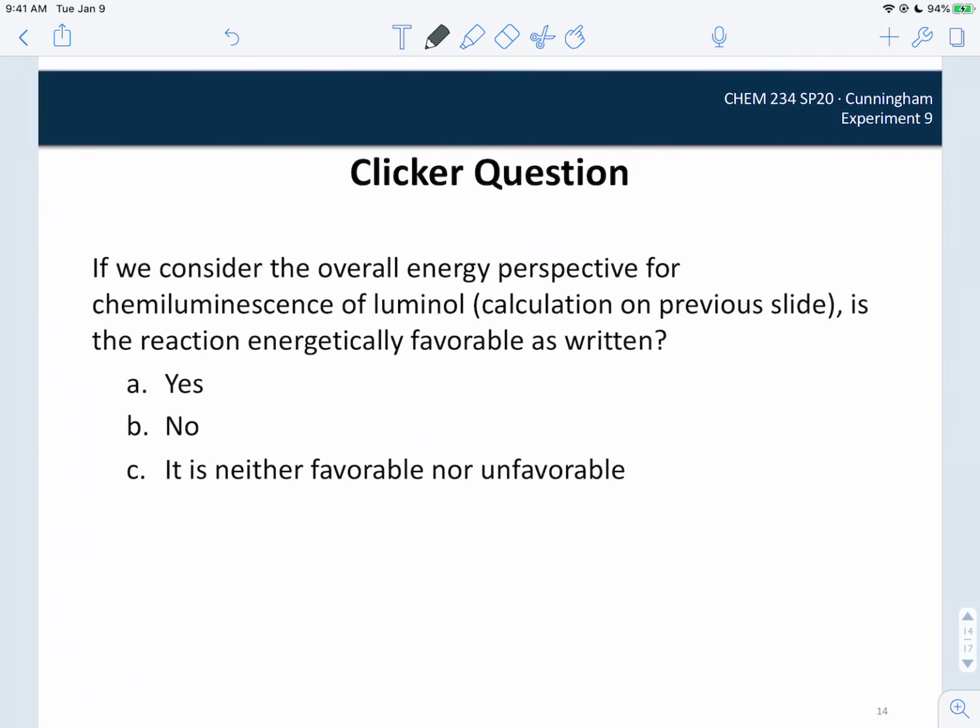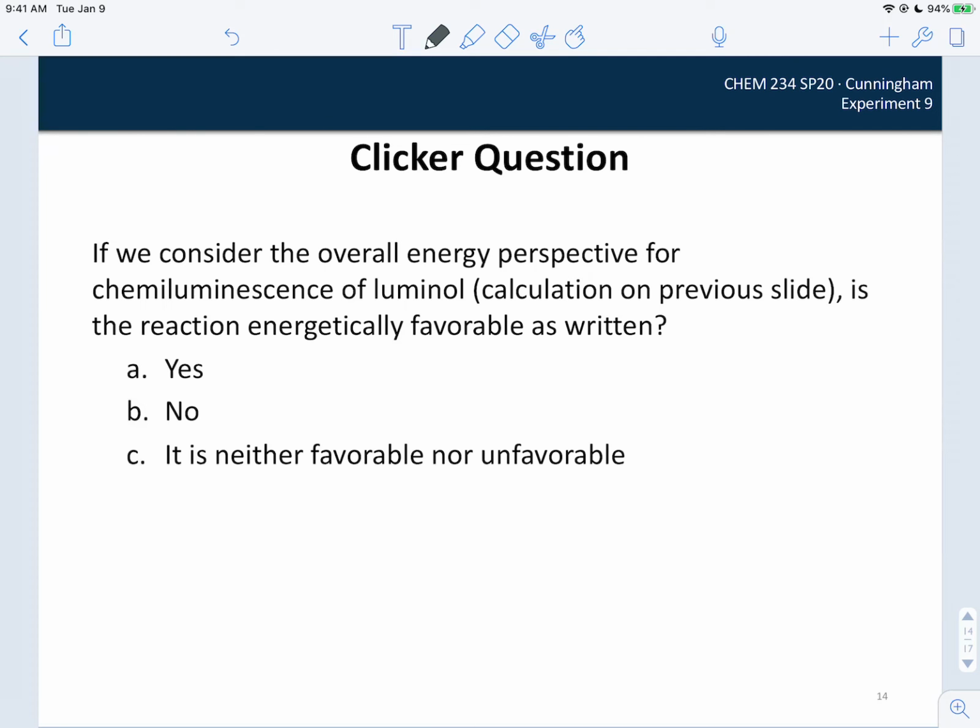Which leads us to our next clicker question. If we consider the overall energy perspective on the last slide, is the reaction energetically favorable as it's written? So going from our dye anion to our product, is it favorable as written?